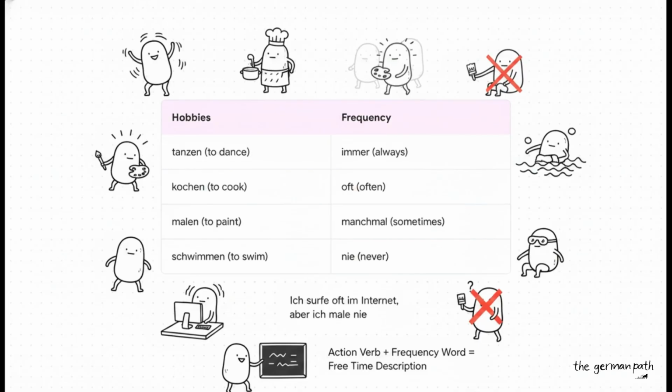Now, to really show off that main character energy, we pair these verbs with frequency words, right? Like immer, always, oft, often, manchmal, sometimes, and nie, never. So put them together and you get something like, Ich surfe oft im Internet, aber ich male nie. I often surf the internet, but I never paint. So here's the rule summary. Combine action verbs with frequency words to describe your free time.